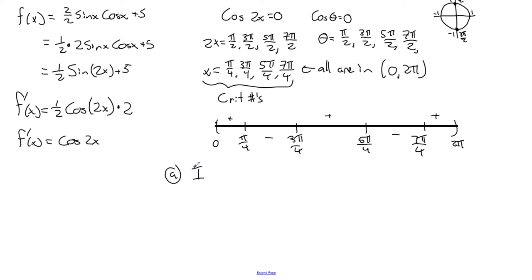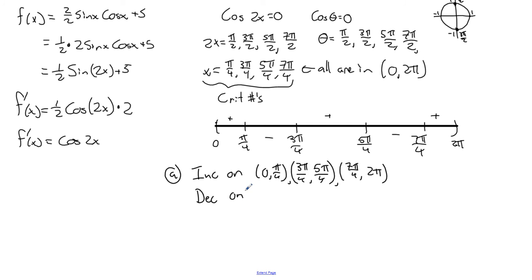So part A, this is increasing on, I have 3 intervals. From 0 to pi over 4, and then 3 pi over 4 to 5 pi over 4. That's the second interval. And then the last interval is 7 pi over 4 all the way to 2 pi. It is decreasing on the values where it's negative. So, I want to start it at just pi over 4. So pi over 4 to 3 pi over 4, because that's where it's negative, and from 5 pi over 4 to 7 pi over 4.